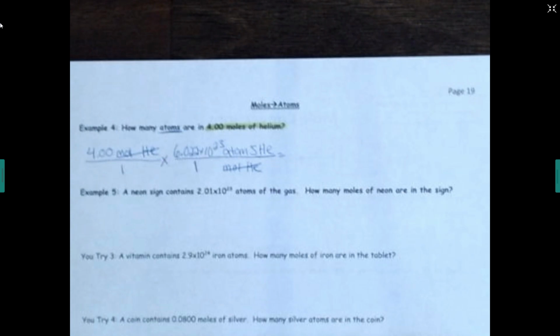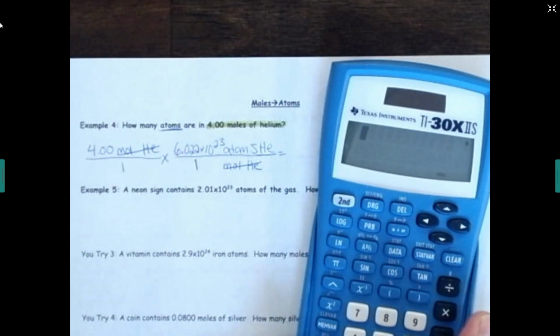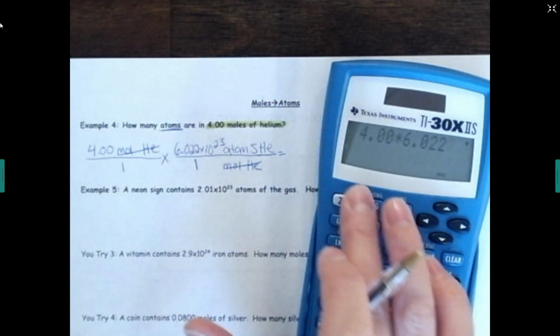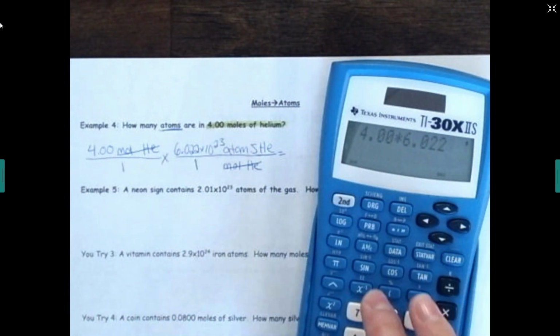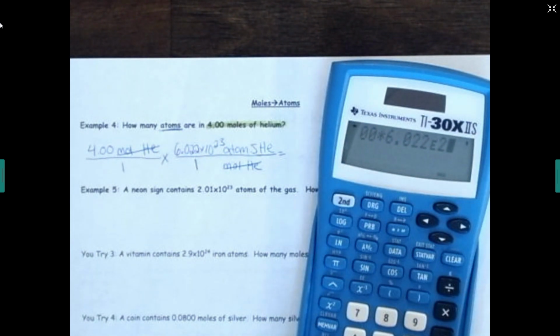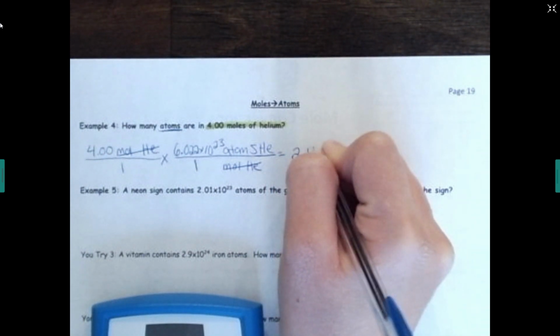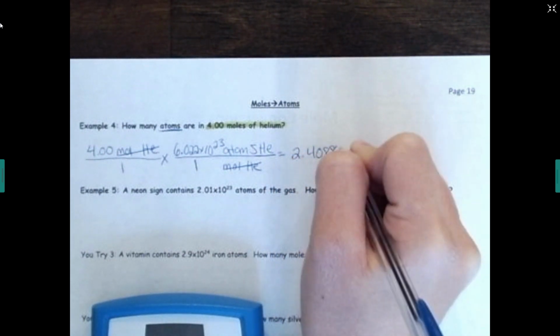Let's put it in our calculator. So I'm going to go 4.00 times 6.022. And then remember, I use the E button. E stands for times 10 to the 23rd. Enter. And that's the number I get. So 2.4088. I'm going to write my unrounded answer first.